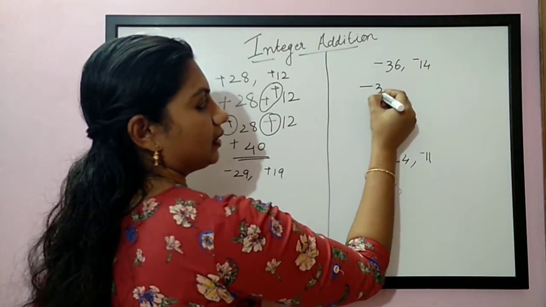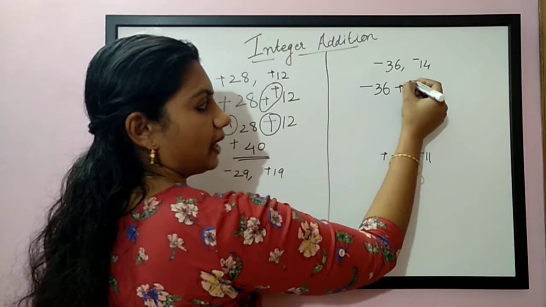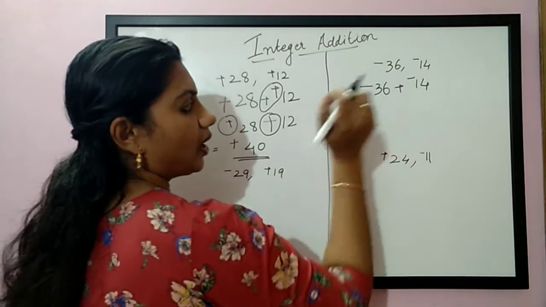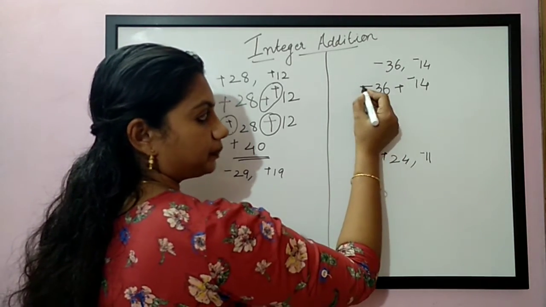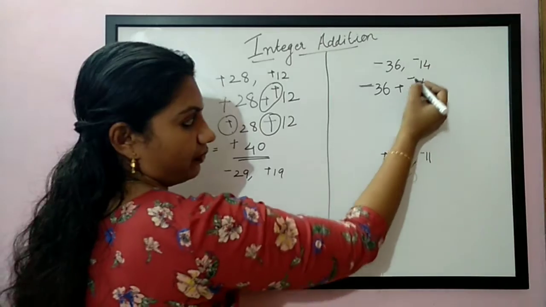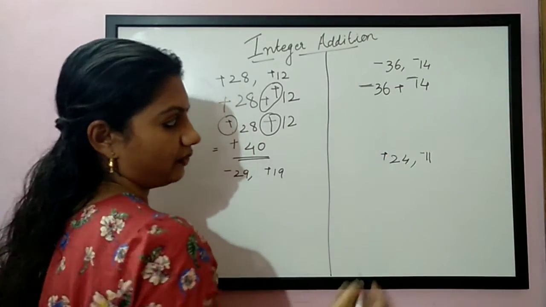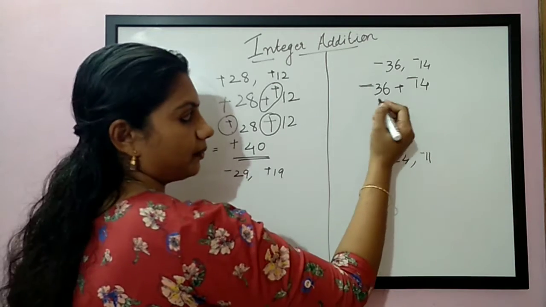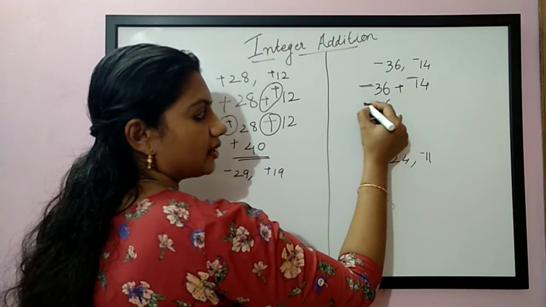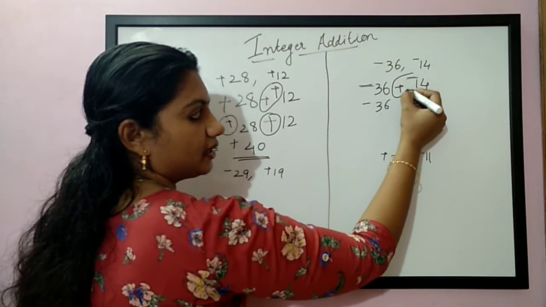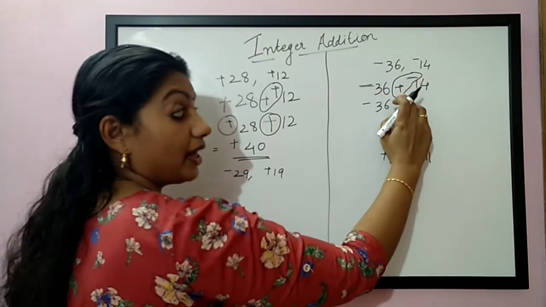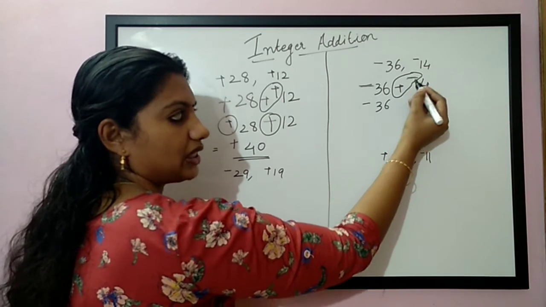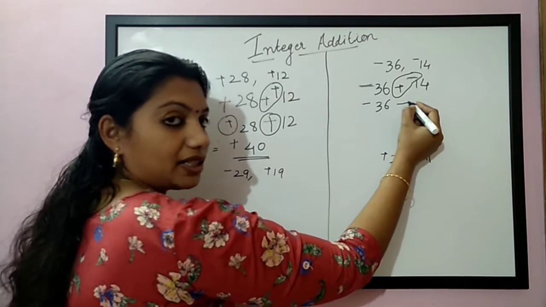Let's look at this: negative 36 plus negative 14. How am I going to add? This is negative. This is also negative. So I will be adding these two signs together. I am looking at these two symbols, a positive and a negative, and a positive and negative becomes negative.